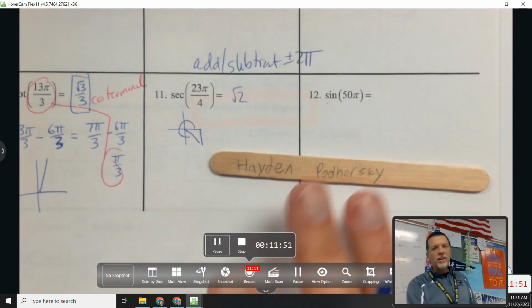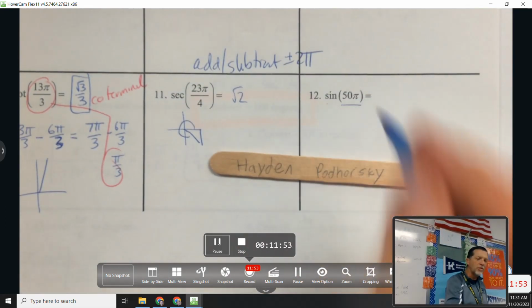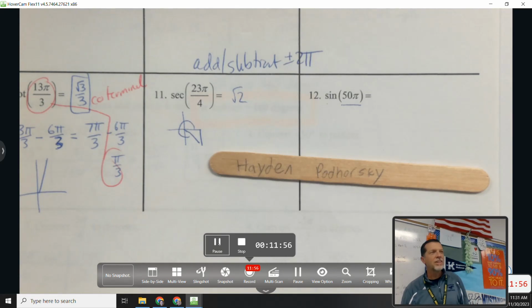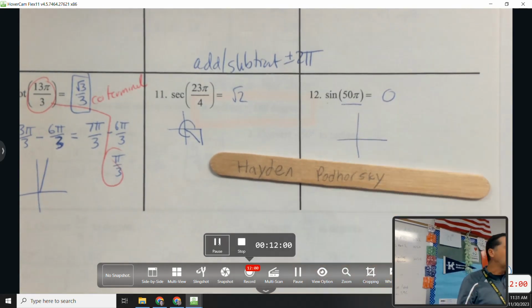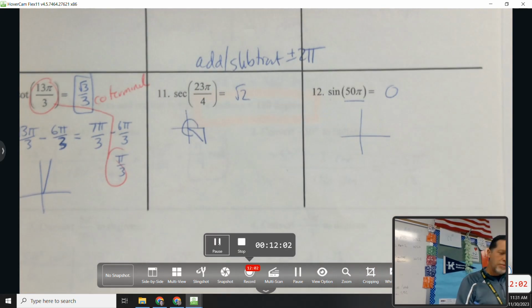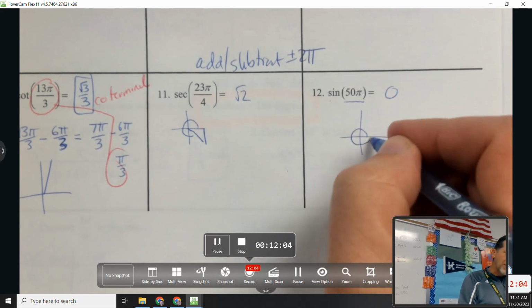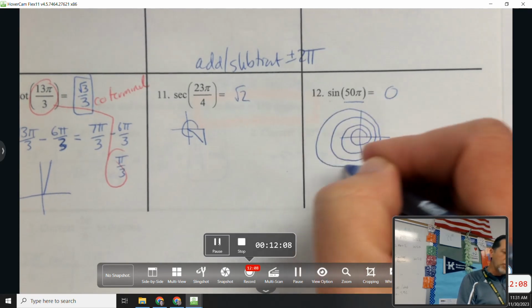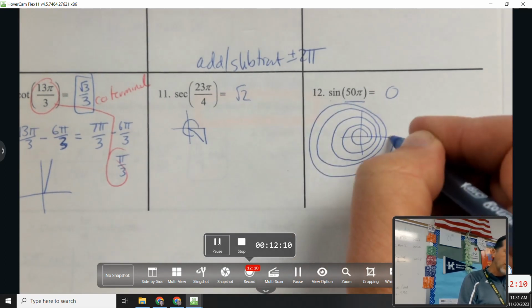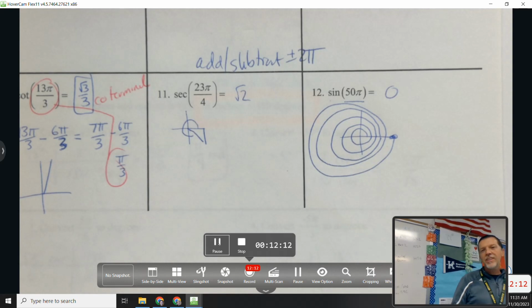Hayden, you got, in some sense, a hard one, but once you figure out the pattern here, it's just 0. Because 50 pi is how many times around? It'd be 25 times around, so I'm not going to draw all 25, but 2 pi, 4 pi, 6 pi, 8 pi, 10 pi, and so on. You keep landing there, so the sine of there is 0.